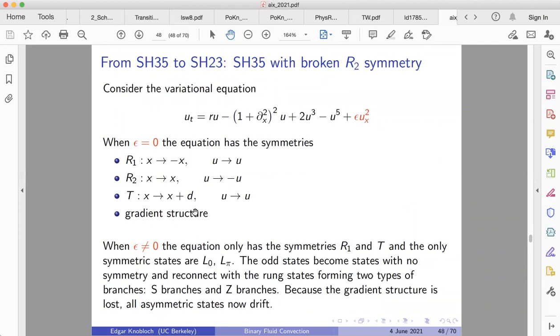Now, a nice way to do this, which you can do in experiments, is to take your Swift-Hohenberg model, the 3-5 model, and add a non-gradient term like this. So this term breaks the gradient structure, and at the same time, it breaks the U goes to minus U symmetry. Now remember, the U goes to minus U symmetry was responsible for the fact that antisymmetric states were stationary. I've broken the symmetry that made those states stationary. So now I expect those states to drift, and they do drift.